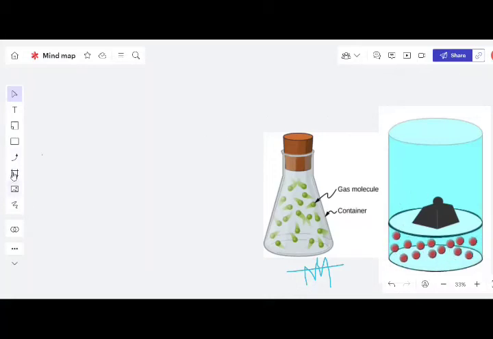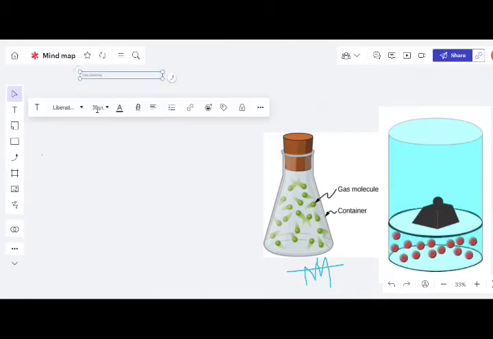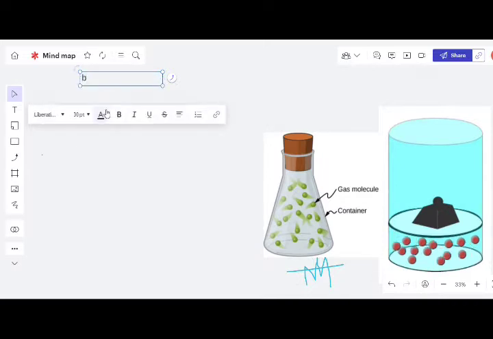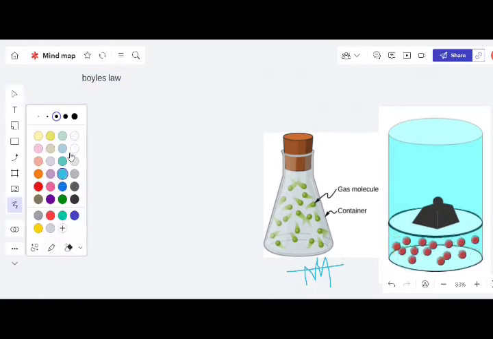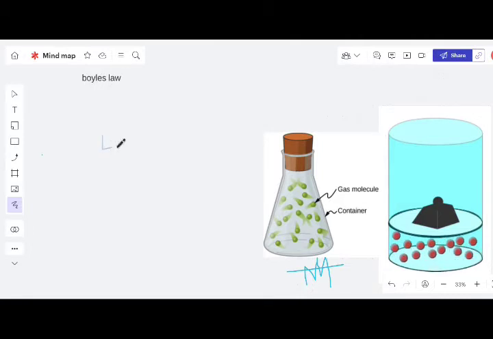So today I'm going to talk about Boyle's law, what Boyle's law is and the parameters of gases. Before moving ahead, we know that gases do have four variables.